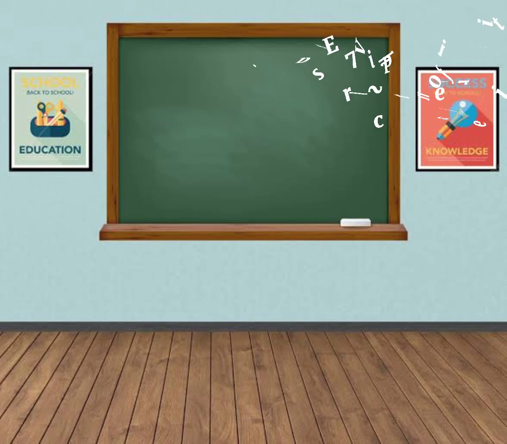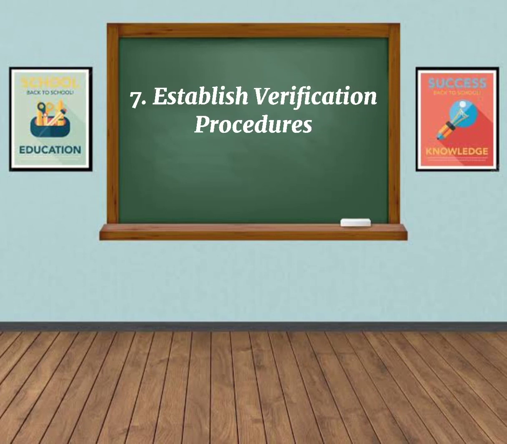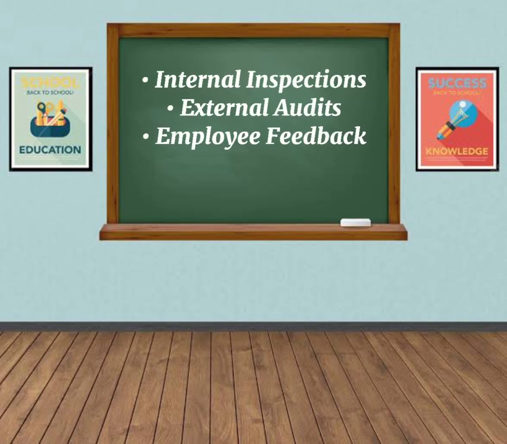The last one, establish verification procedures. Developing your food safety plan is only the first step towards food safety. Consider your first draft and each new version a blueprint that requires real-world testing, adjusting, and tweaking. A food safety plan is a living document. It will not and should not stay exactly the same. There are several methods that food businesses use to seek out information, including internal inspections, external audits, and employee feedback.